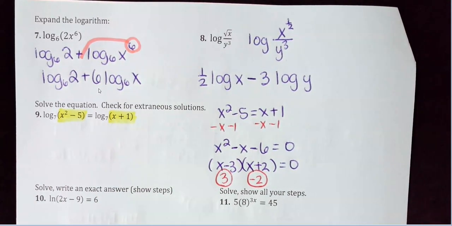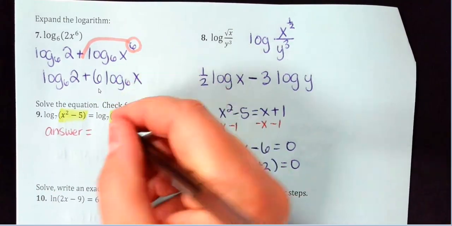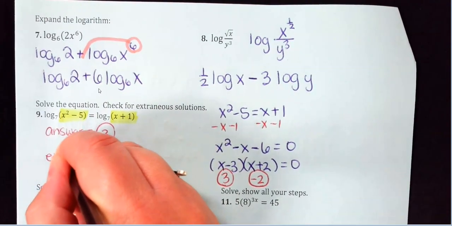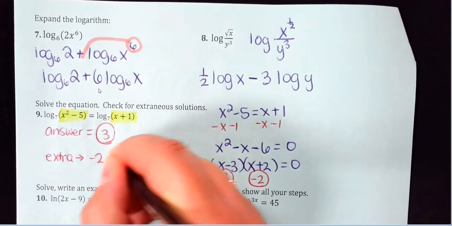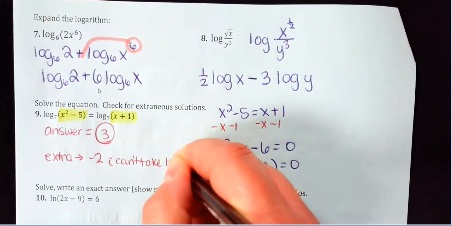Are either one of those extraneous solutions, or are either one of those going to cause me a problem? -2 could. Why? Because of the negative. Is it going to cause me to take the log of a negative? Oh, you can't take the log of a negative. That's right, yes. So the answer here, and I'm writing this out and I'll explain myself in a second, is just 3. The extra answer is -2, and the reason is I can't take the log of a negative.